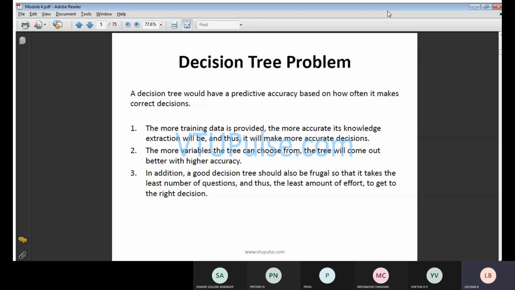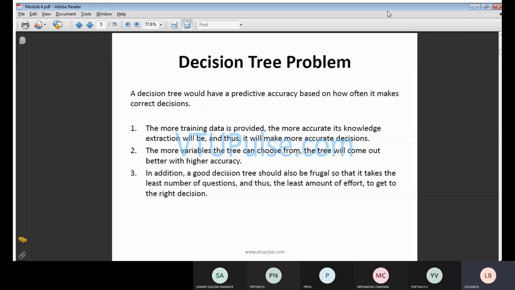The next thing is the more variables the tree can choose from, the tree will come out better with a higher accuracy. Just like how you prepare for your examination, if you put in more hard work you are going to get good marks. So whatever variables we consider in the data, the better it works, and that much faster accuracy you will get. If there are no efforts and no hard work, you are going to get zero result. In this particular case also, how you choose the variables decides how the tree comes out with higher accuracy.